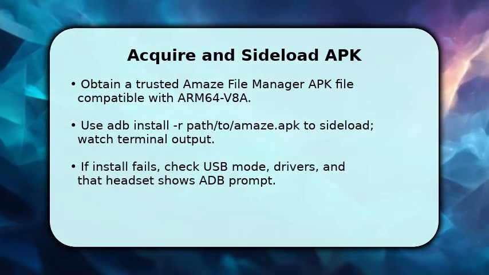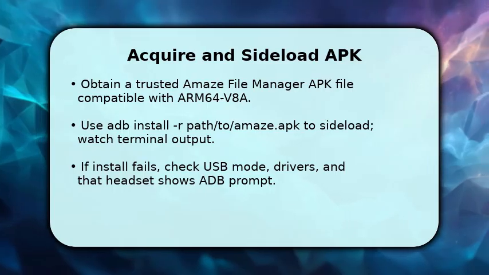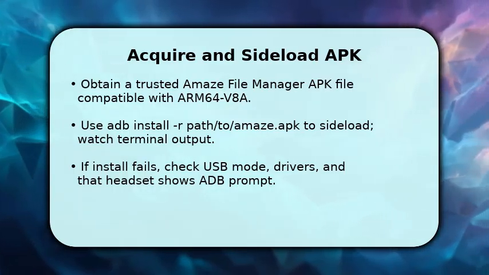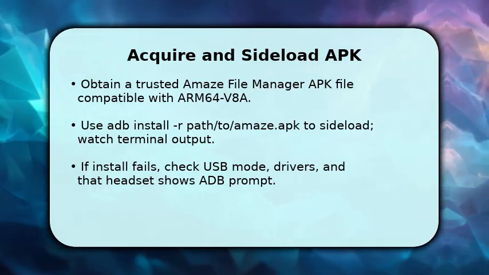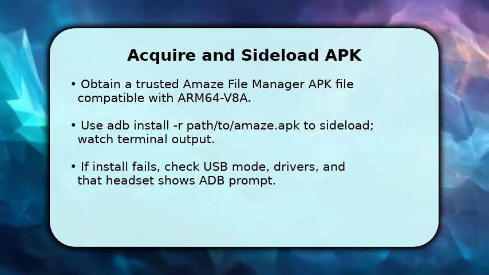Next, get a clean, compatible Amaze File Manager APK and place it on your PC. You will sideload it using adb install -r followed by the APK path. This replaces older installs and preserves data.